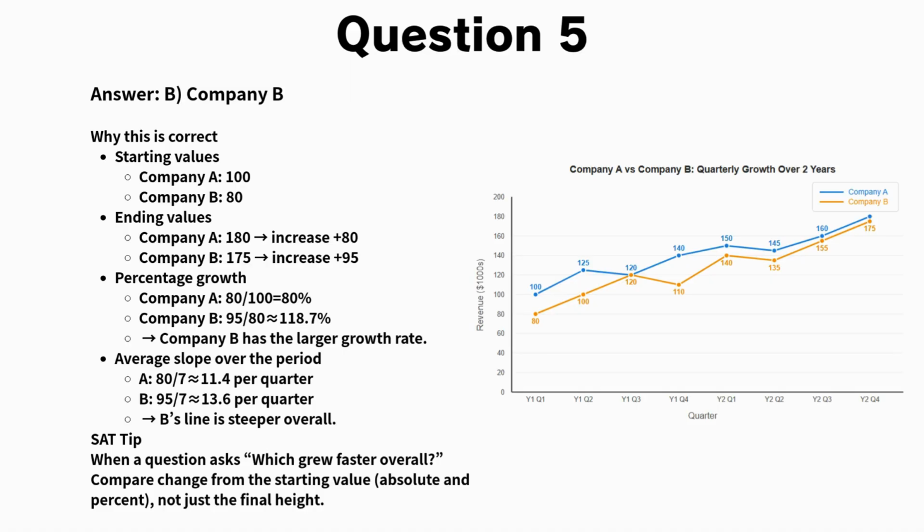The correct answer is B, Company B. When a question asks, which grew faster overall, we need to compare the total change from start to finish, not just look at the final heights. Let's find the starting and ending values.